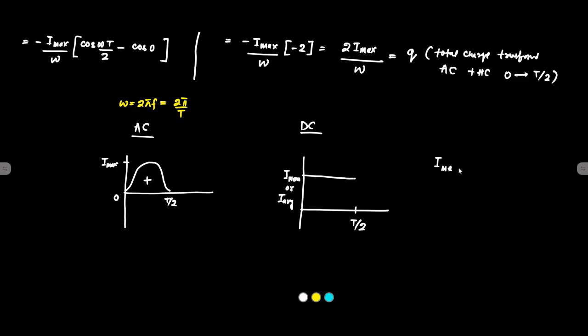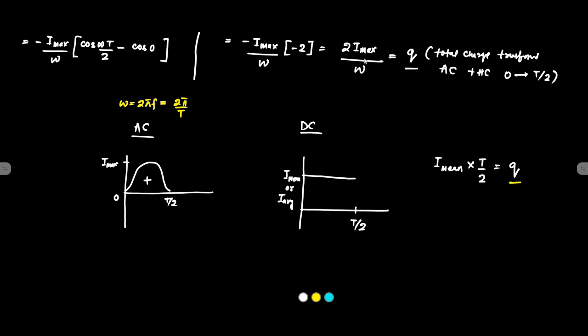If I mean is the mean value of alternating current, then by definition it will also transfer the same amount of charge in time period T by 2. So I mean into T by 2 will also be equal to Q. This is by AC, this is by DC, the mean value. I mean into T by 2 should be equal to 2 Imax by omega.